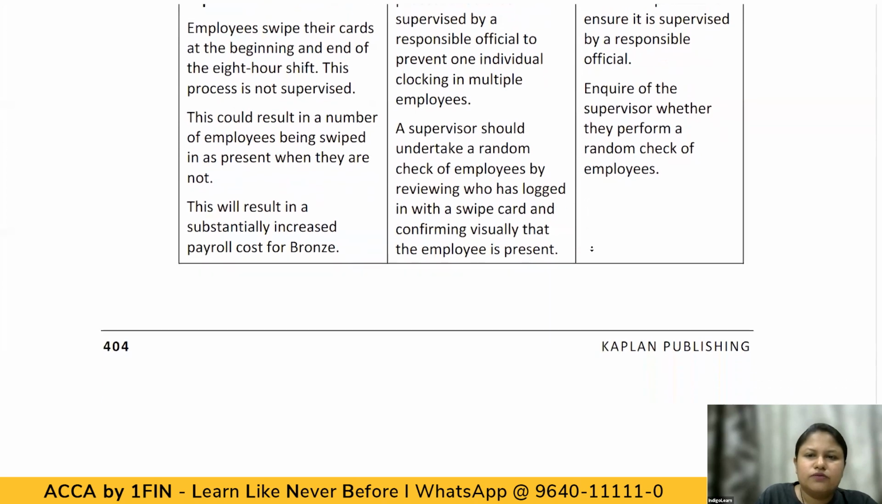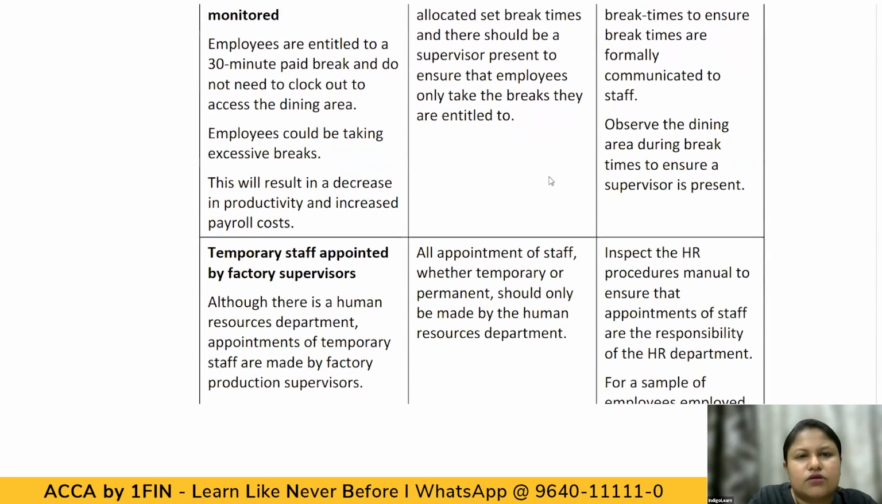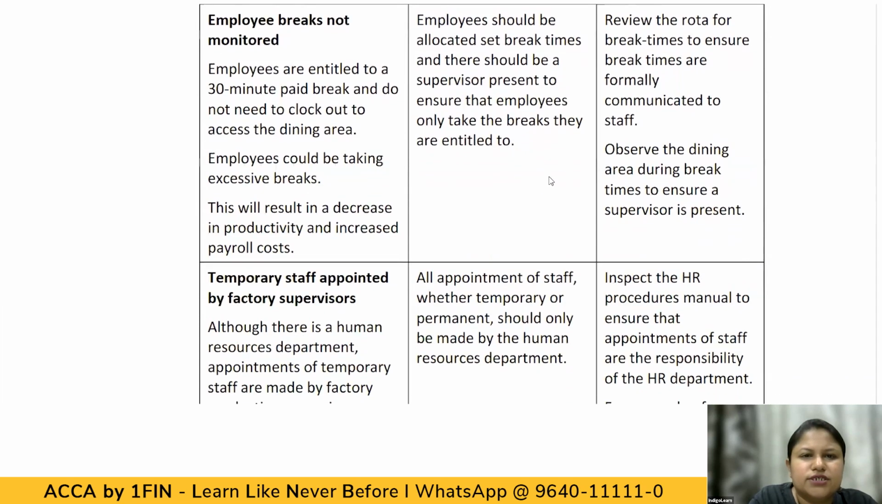Let's pick up one more. So what is the control deficiency? Employee breaks are not monitored. This also we picked up correctly. So what is the deficiency here? You do not know how much time they will take. Excessive breaks can be there. This can decrease their productivity and the payroll cost will increase because you're going to pay them based on the number of hours worked. Correct?